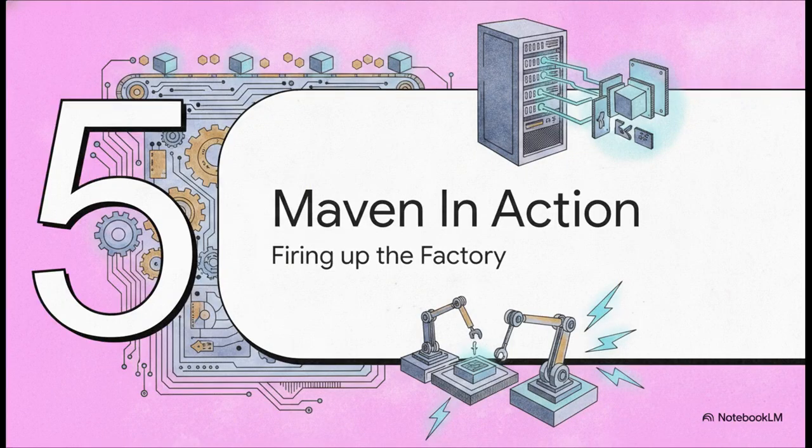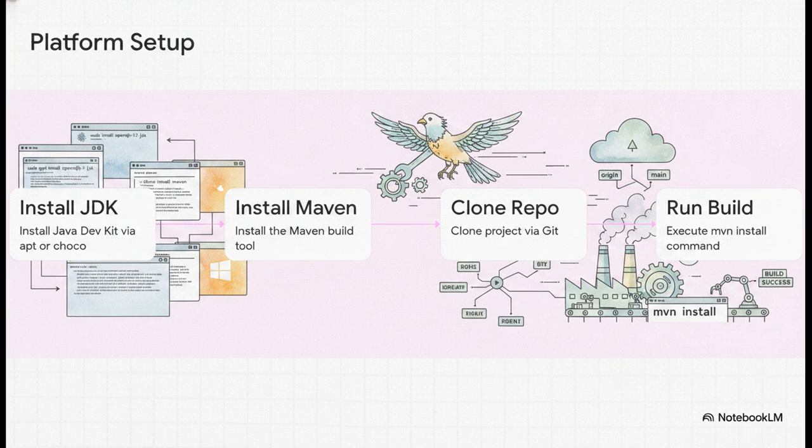Finally, Section 5, Maven in action. Let's fire up the factory. The real beauty of Maven is that its workflow is completely platform agnostic. Whether you're on an Ubuntu Linux machine using the apt package manager or a Windows setup using PowerShell and Chocolatey, the exact same steps apply. Step 1, install your JDK. Step 2, install Maven. Step 3, clone your project's source code repo using Git. And Step 4, just run the command mvn install. Boom. The factory starts humming, following every single rule you laid out in that pom.xml file.